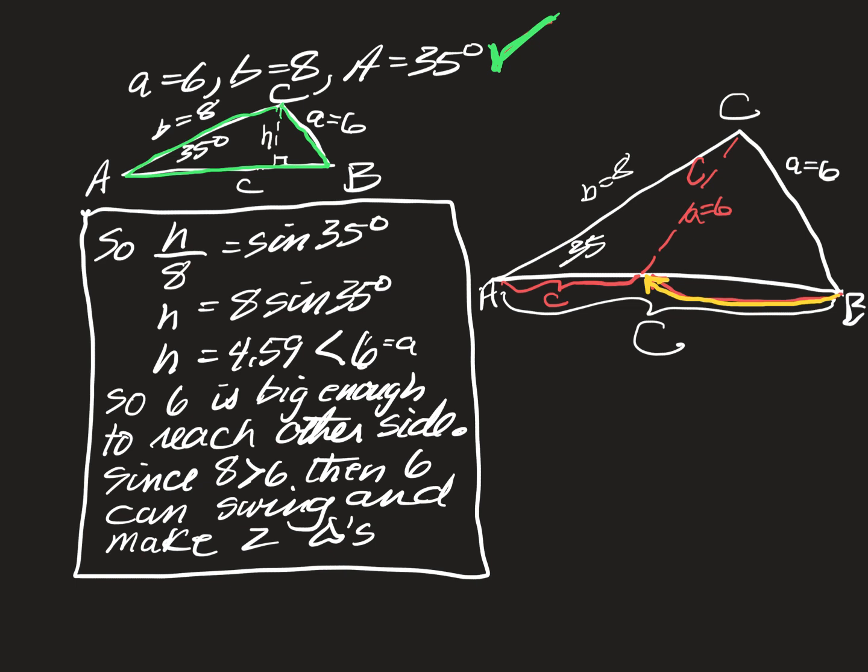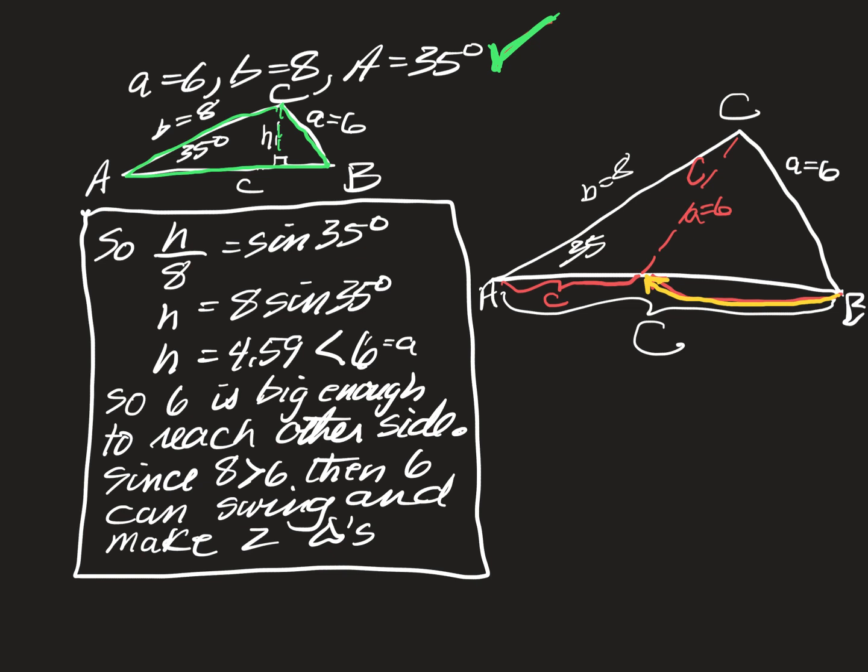Then I drew in the altitude, right? Because I got to compare to that altitude. If I'm smaller, I make no triangles. If I'm exactly equal, I make a right triangle. If I'm big enough but smaller than the other side, I make 2 triangles. If I'm big enough but bigger than the other side, I make 1 triangle. So what happens in this case?